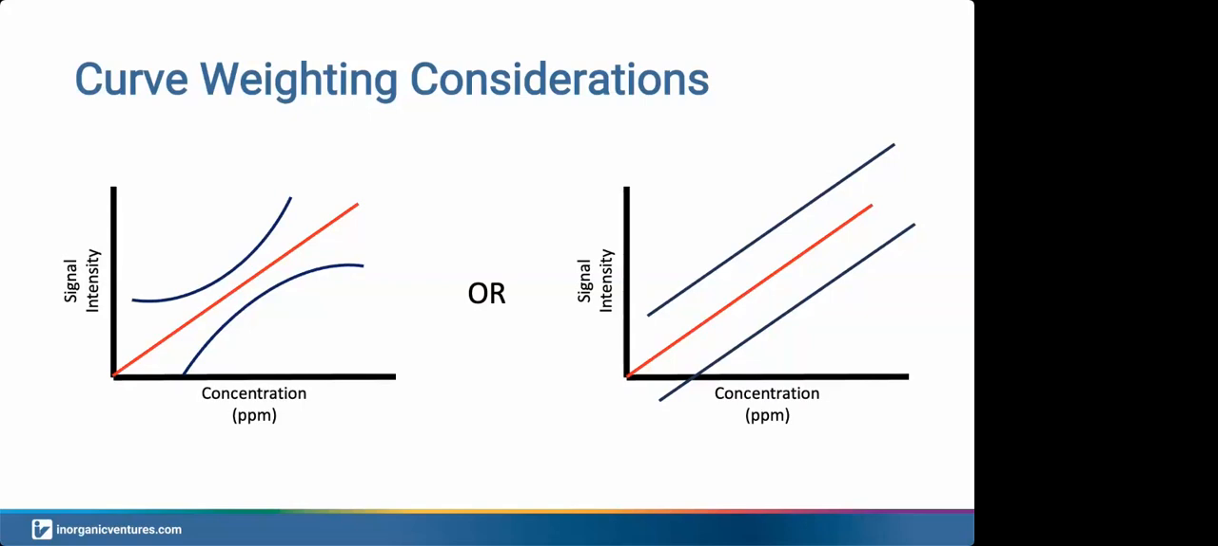A weighted curve attempts to minimize the overall error throughout the curve by downplaying the amount of error at the ends, and curve weighting will assign a different weight factor to each of the calibration points. It basically manipulates the shape of the error distribution.